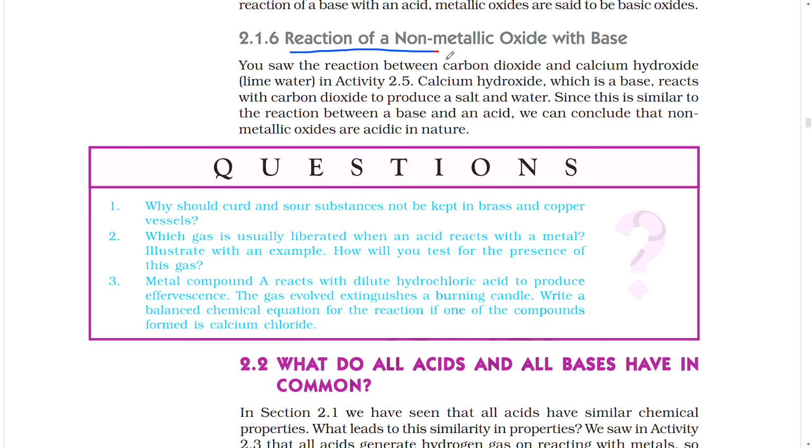Reaction of a non-metallic oxide with a base. You saw the reaction between carbon dioxide and calcium hydroxide, lime water, in the activity. Calcium hydroxide, which is a base, reacts with carbon dioxide to produce a salt and water. Since this is similar to the reaction between a base and an acid, we can conclude that non-metallic oxides are acidic in nature. Questions? Do this and comment this.